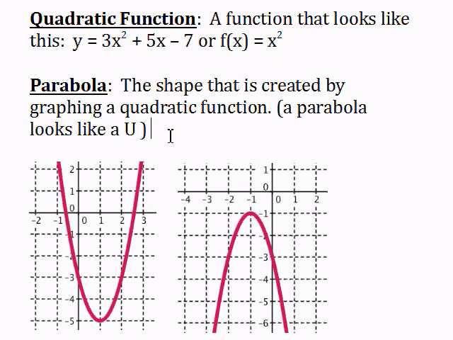Now let's take a look at the next vocabulary term, parabolas. A parabola is the shape that's created by graphing a quadratic function. So if you've got an x squared and you're graphing it, you're going to get a shape that looks like a U, either one pointing up or one opening down.